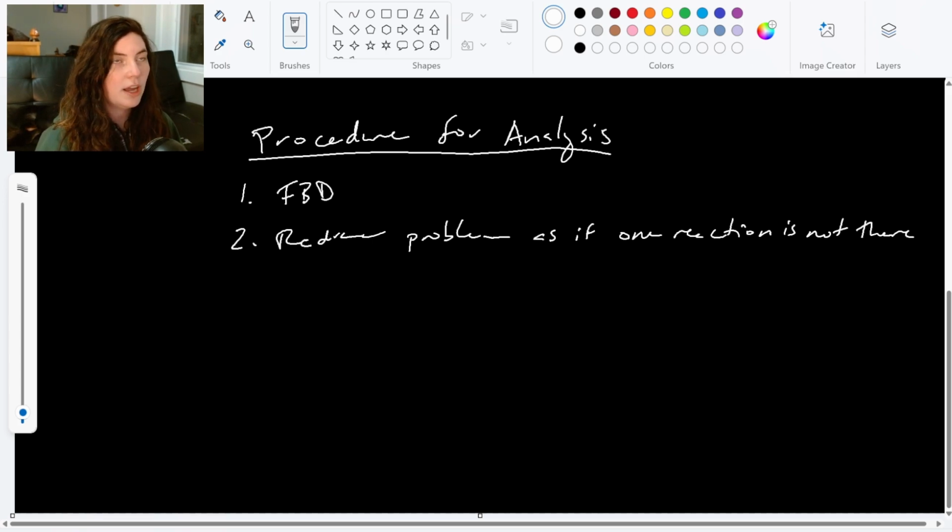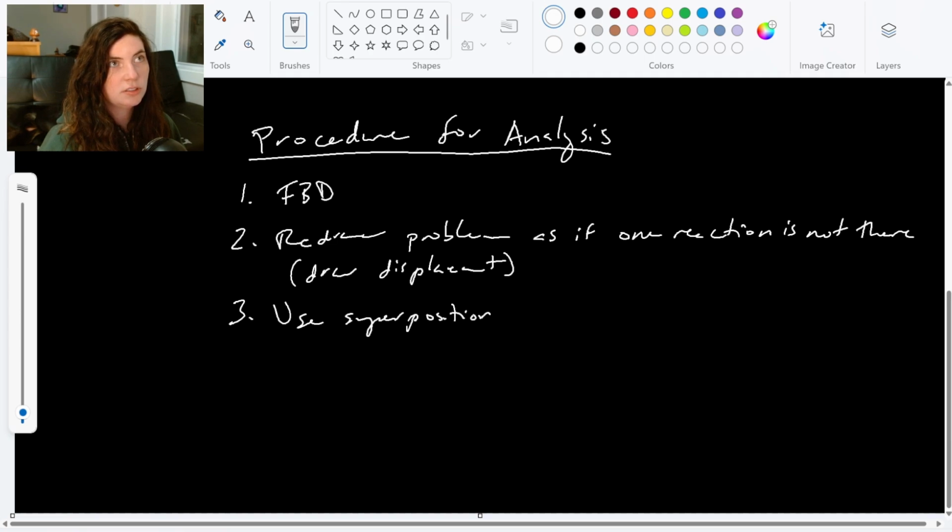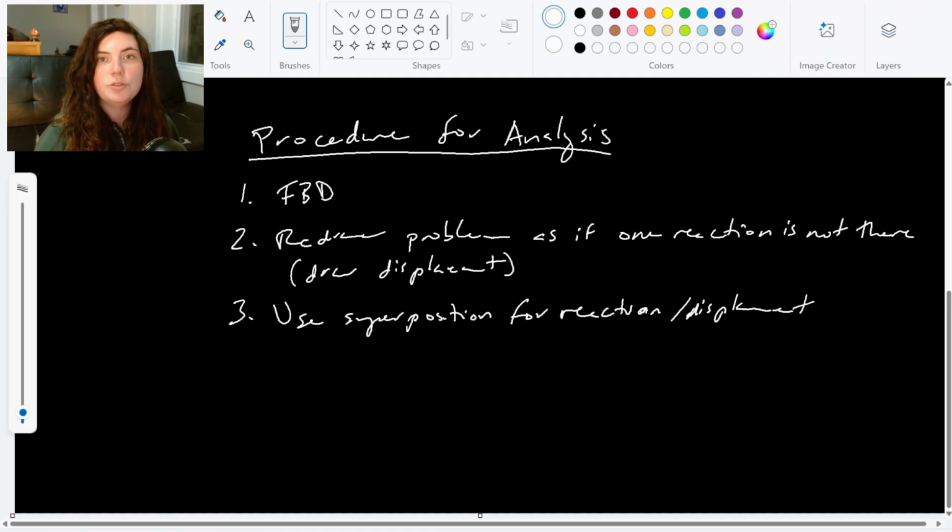So you're going to draw it out, draw the displacement, right? And then once you draw that problem and draw how its displacement would work, you're going to use superposition for reaction/displacement. So whatever that displacement is, go ahead and use superposition.